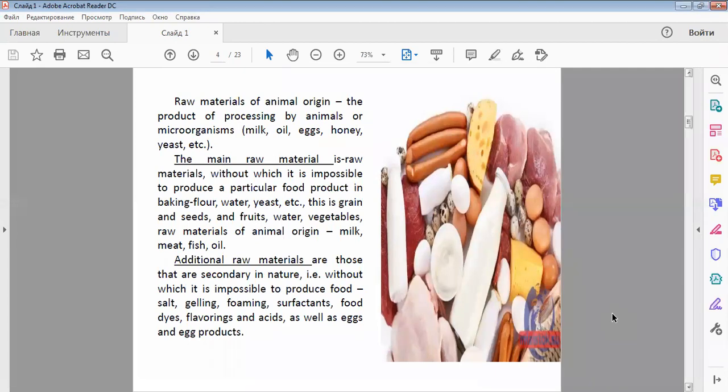And the main raw material is the raw material without which it is impossible to produce a particular food product. In baking: flour, water, yeast, and etc. And this is the grain and the seeds and the fruits, water, vegetables. Raw materials of animal origin are milk, meat, fish, oil, and the others. And the additional raw materials are those that are secondary in nature, without which it is impossible to produce food: salt, gelling, foaming, surfactants, food dyes, flavorings, and the acids, as well as eggs and the egg products.